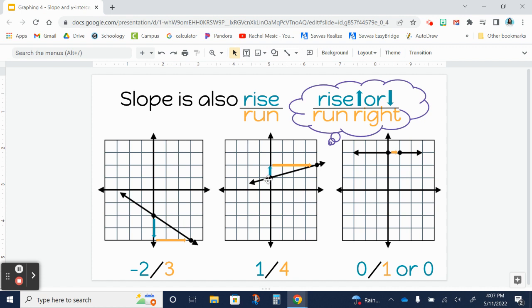For this one, to go from one point to the next, we'd have to go up one line and then over 4 to get to that next dot. So our slope would be 1/4. The slope of this one, we don't go up at all, so 0, and then we go over 1 to get to that next dot. So the slope of that one is 0.